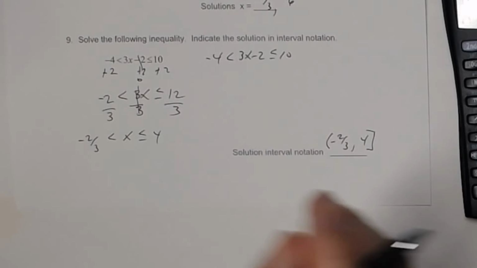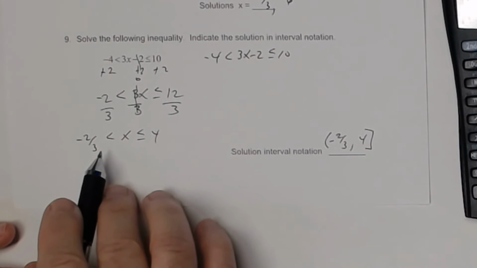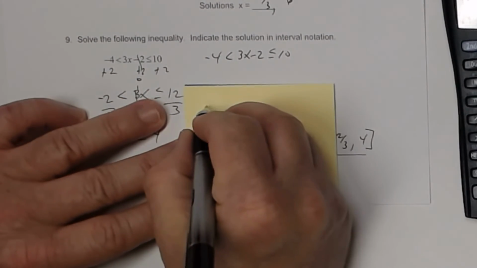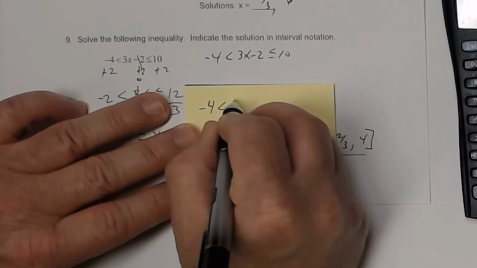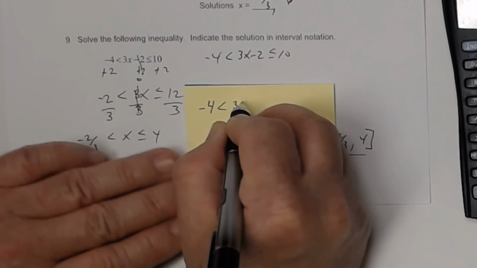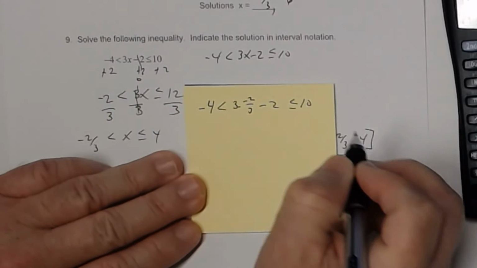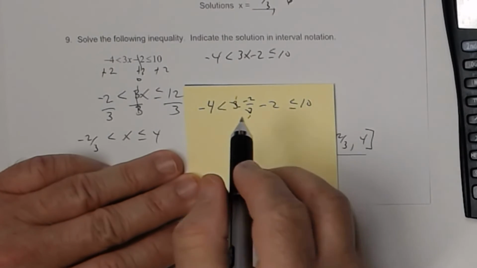All right, so there's your answer here, but I just want to show you something. I want to show you why negative 2/3 is not a solution. When you go back to this original inequality, this is what you're going to see: negative 4 is less than 3 times negative 2/3 minus 2, and I want to see if that's less than or equal to 10. Well, the 3's divide out. Okay, so here's what you have.